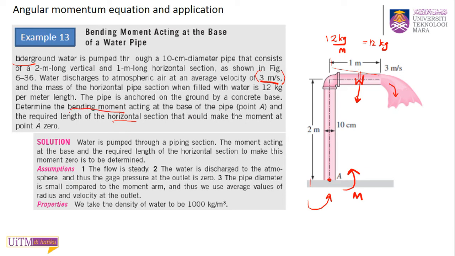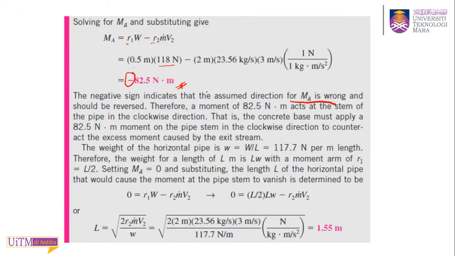Next they also ask you to find the required length of the horizontal section that will make the moment at point A is 0. They ask you to find the length to make sure the moment at point A is 0. To find the length, you still use the same equation, just that the MA now is 0. Because they said the moment at point A is 0, so that will be 0. And then the same R1 times W minus R2 times M dot V2.